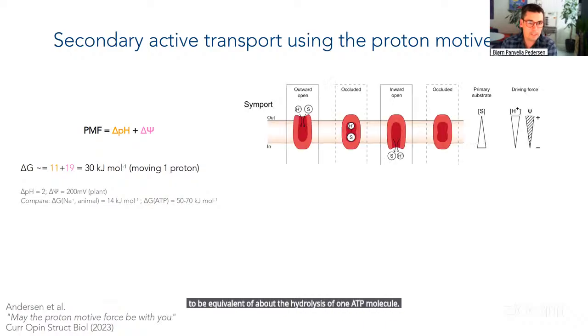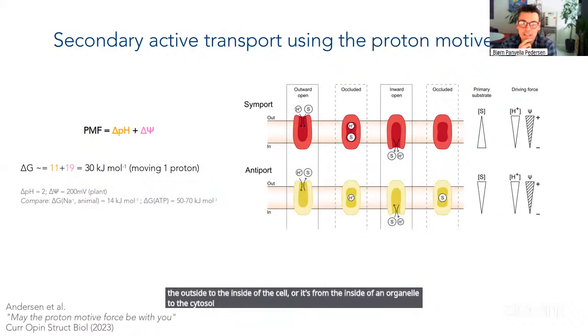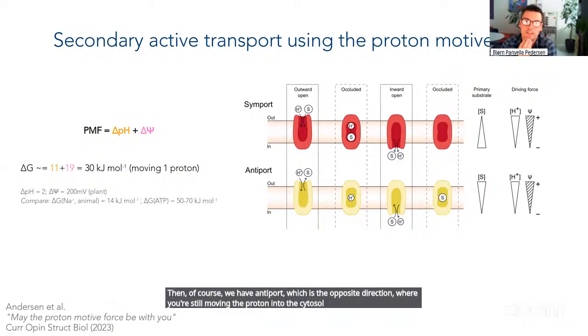Okay, good. So we can then use that energy. We can use it in Symport, where we're moving things, the substrate, into the cytosol. So in this case, it's from the outside to the inside of the cell, or it's from the inside of an organelle to the cytosol. Then, of course, we have Antiport, which is the opposite direction, where you're still moving the proton into the cytosol, but you're now moving the substrate out of the cytosol into the extracellular side.